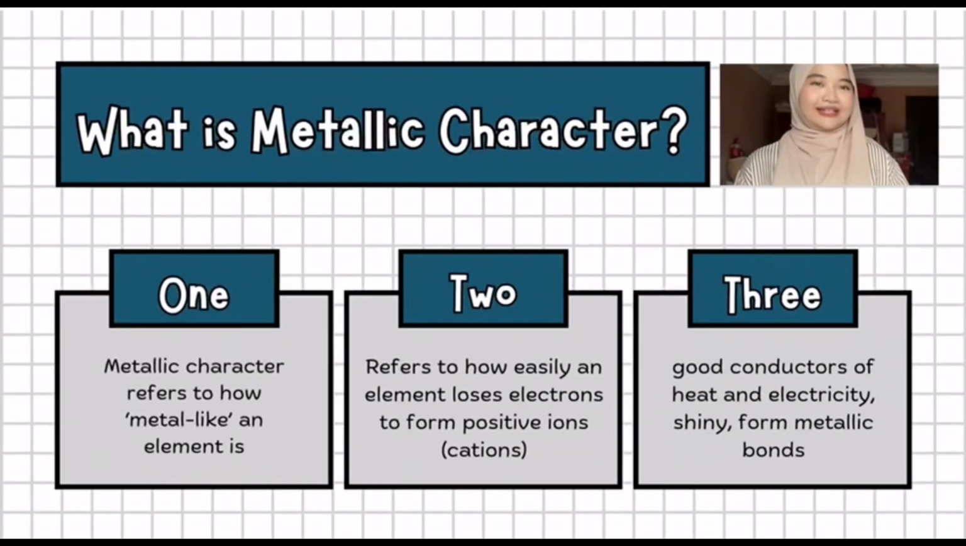I'm going to talk about metallic character, a key concept in chemistry that helps us understand the behavior of elements in the periodic table. Metallic character refers to how metal-like an element is. In simple terms, it is how easily an element can lose electrons to form positive ions, also known as cations. The more metallic an element is, the better it is at conducting electricity, heat, and forming metallic bonds. Now, let's explore how metallic character changes across the periodic table and what that means for different elements.